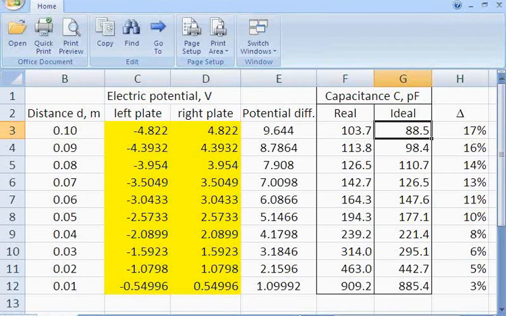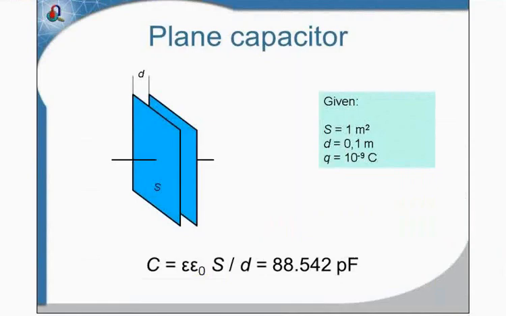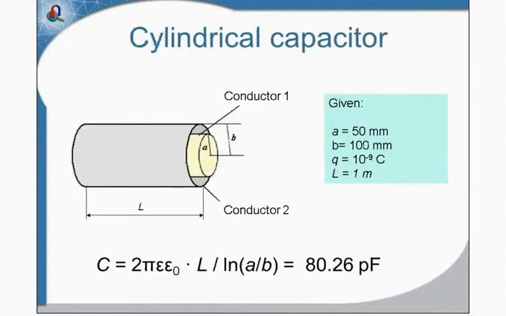Let's move to the next example. This will be a cylindrical capacitor. The cylindrical capacitor consists of two coaxial cylinders placed one within another. The space between cylinders is filled with dielectric media. There is a simple equation to calculate the capacitance in this case.